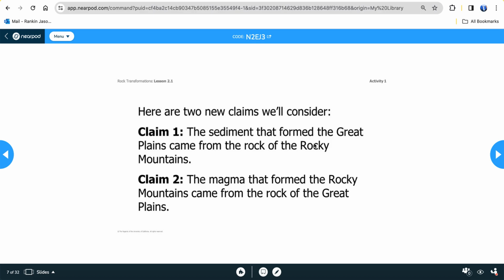So the Rocky Mountains here are older than the Great Plains, right? Because it came from the Rocky Mountains. Claim 2, the magma that formed the Rocky Mountains came from the rock of the Great Plains. That states that the Great Plains are older than the Rocky Mountains. So we just got to figure out which one, in fact, is oldest and where the rock originated from.